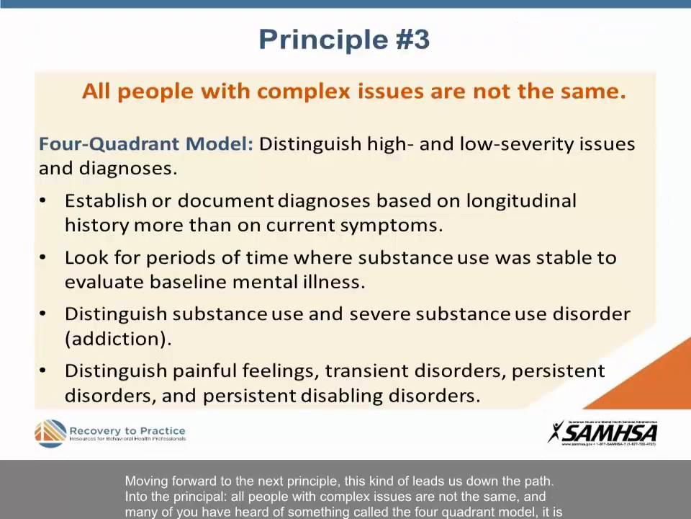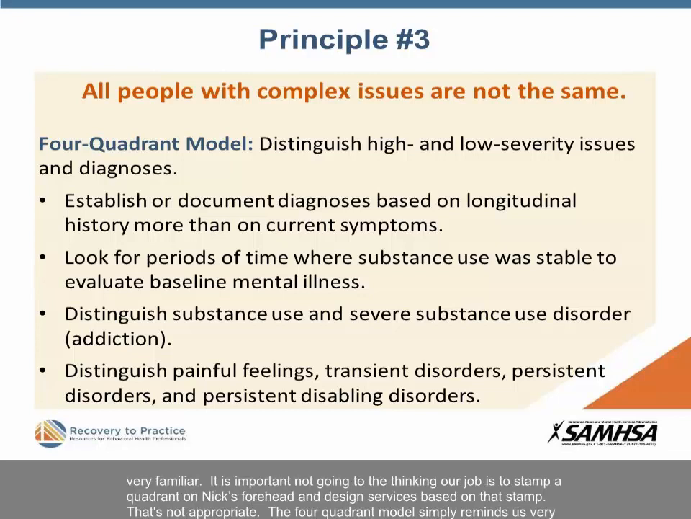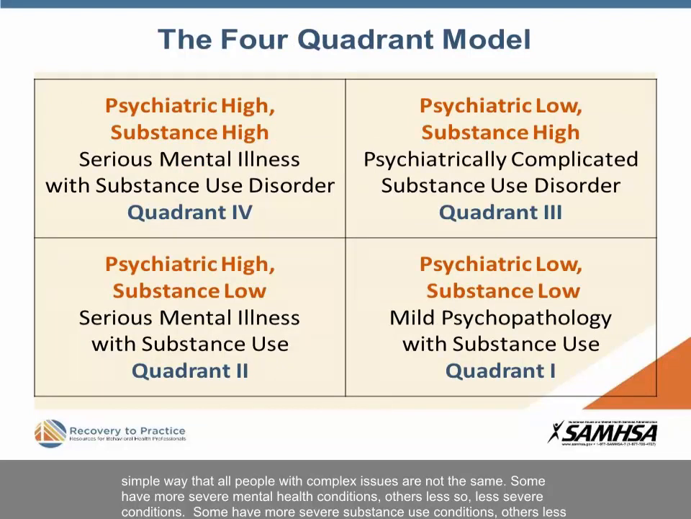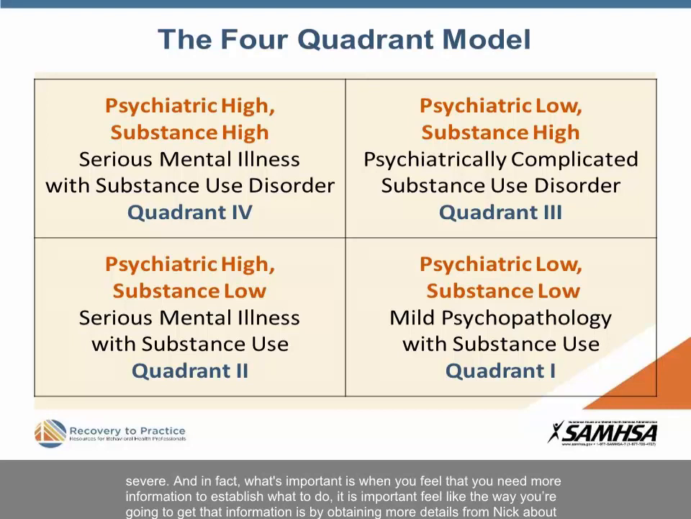Now, moving forward to the next principle: all people with complex issues are not the same. Many of you have heard of something called the four-quadrant model. It's very familiar. It's important not to go into this thinking our job is to stamp a quadrant on Nick's forehead and design services based on that stamp. That's not appropriate. The four-quadrant model simply reminds us in a very simple way that all people with complex issues are not the same. Some have more severe mental health conditions, others less severe. Some have more severe substance use conditions, others less severe.